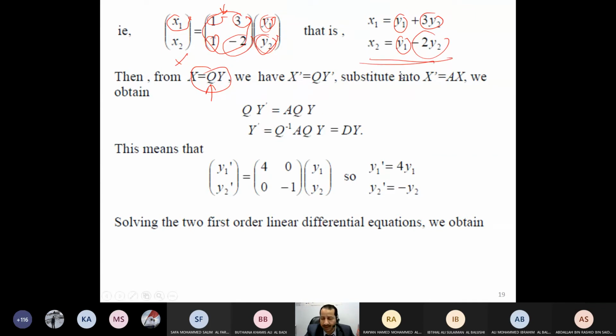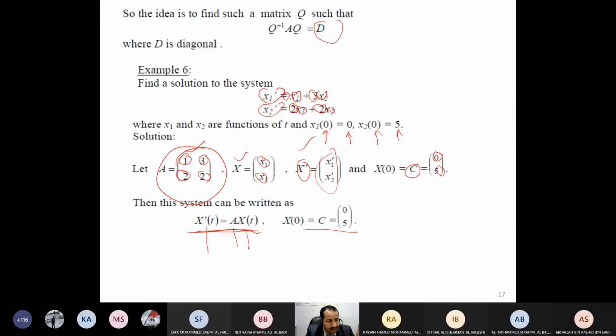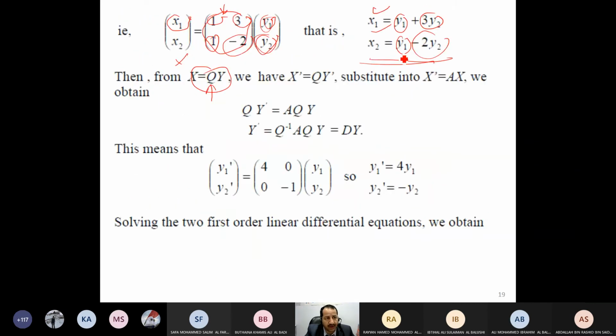Now I need to find y. If I find y, it means I got x1 and x2, which is what I'm looking for. Because you remember where we started? We started here: X dash equals AX. If I solve it, it means I find x. Now this is what I'm looking for, to find x. What is left is just finding y. And we say that y dash equals Dy.